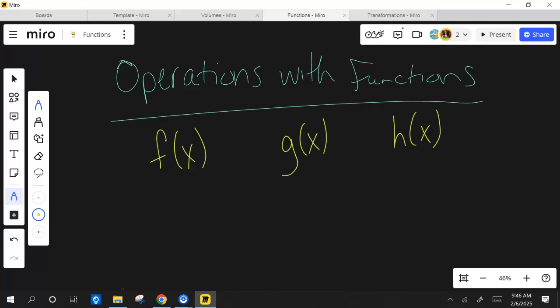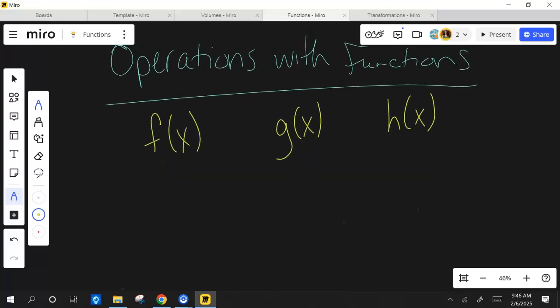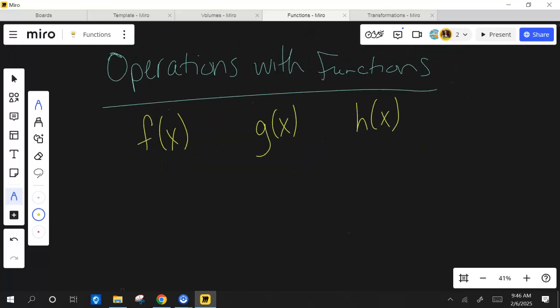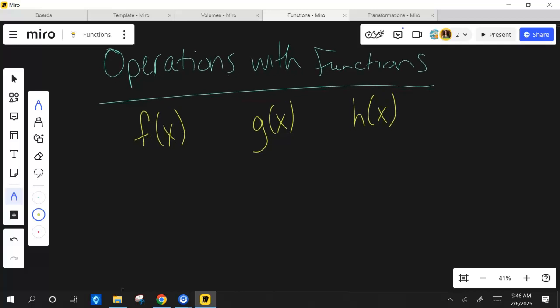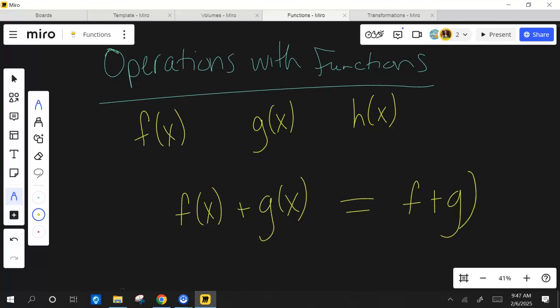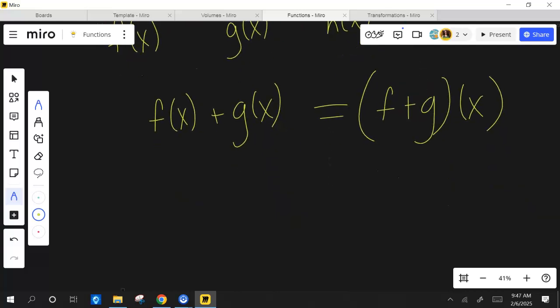All right, but what we're going to talk about today is operations with functions, and I feel like we hit on this in Algebra 2, and I can't quite remember. But in other words, whenever I add functions together, so if I wanted to say f of x plus g of x, and I could combine the terms that go together, I could also write this as f plus g of x, and that means the same thing. Okay, so when you see this, you know exactly what I'm asking you to do.